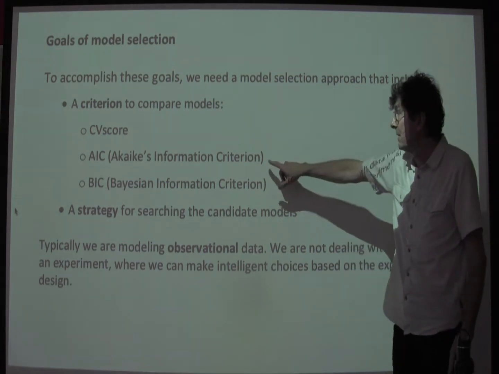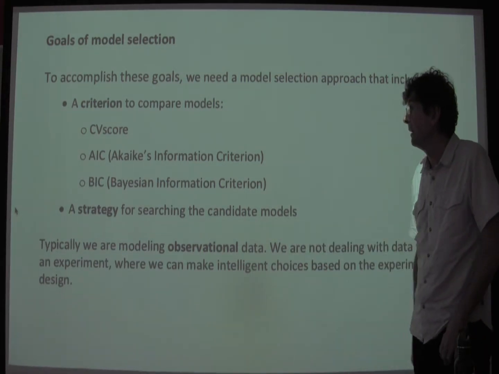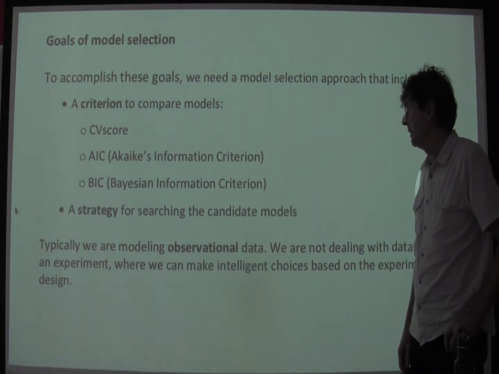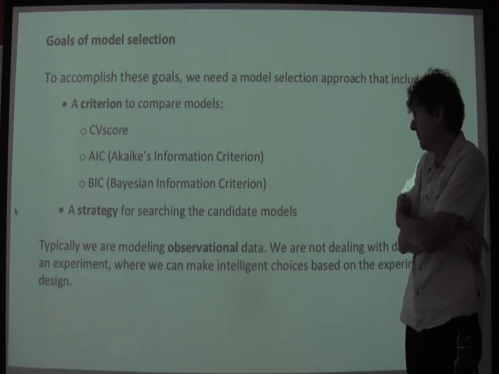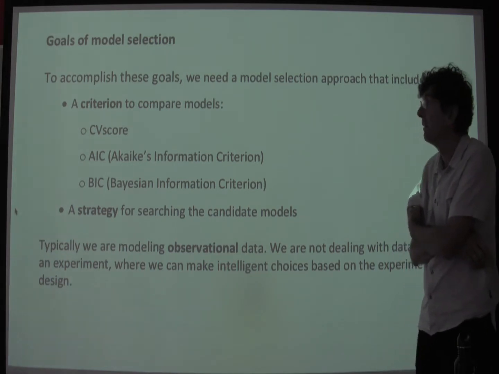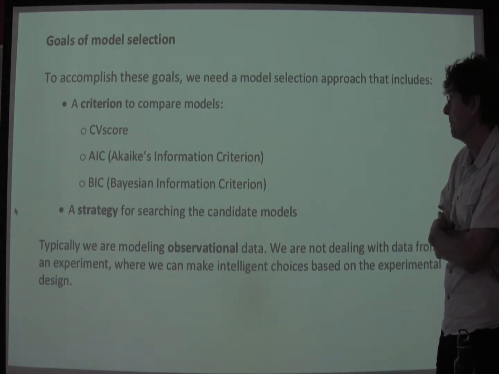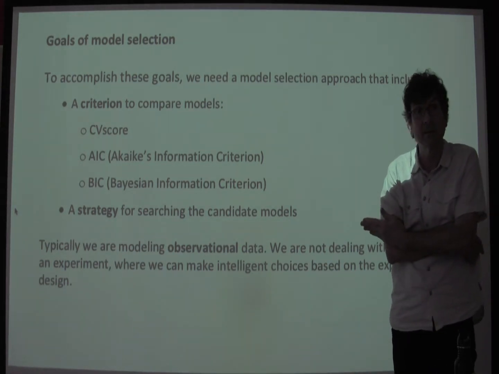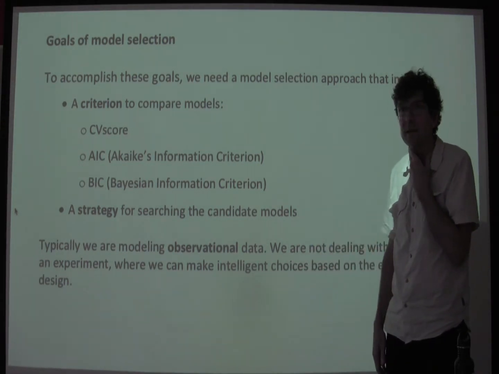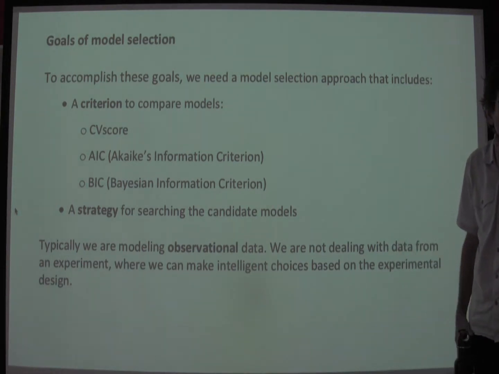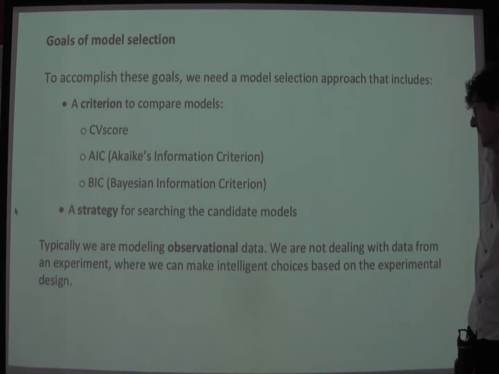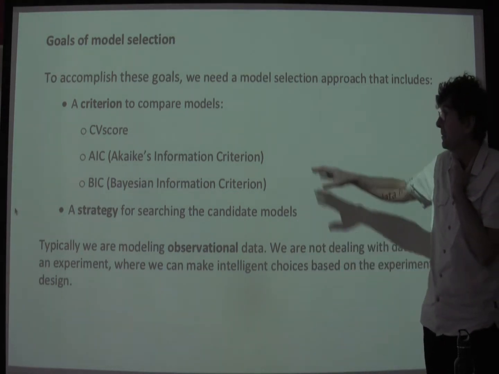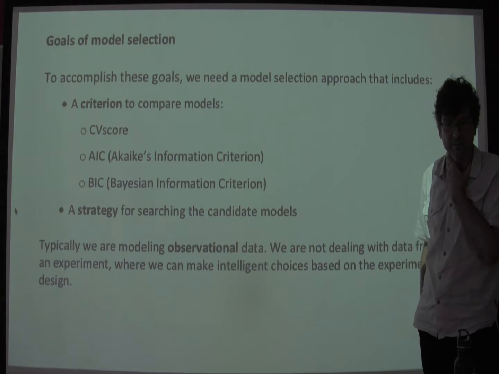So I already talked about CV score, and now I'll talk about AIC. I won't have time to talk about BIC. It's another information criterion. It'll come up in the third assignment. But there are two components to achieving these goals. One is to come up with an explicit criterion, and then the second is to come up with a strategy for finding the best model that meets that criterion. And R has tools to do this once we have made a decision about our criterion.